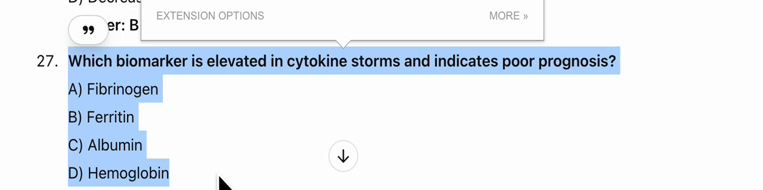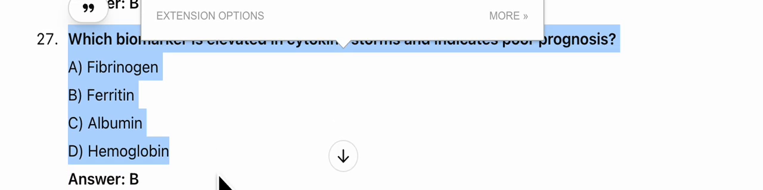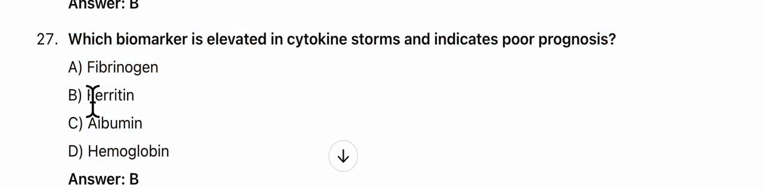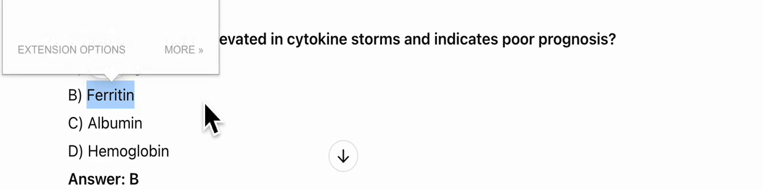Which biomarker is elevated in cytokine storms and indicates poor prognosis? A. Fibrinogen. B. Ferritin. C. Albumin. D. Hemoglobin. Ferritin.